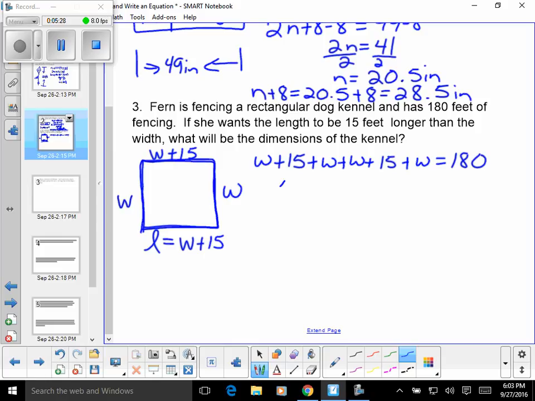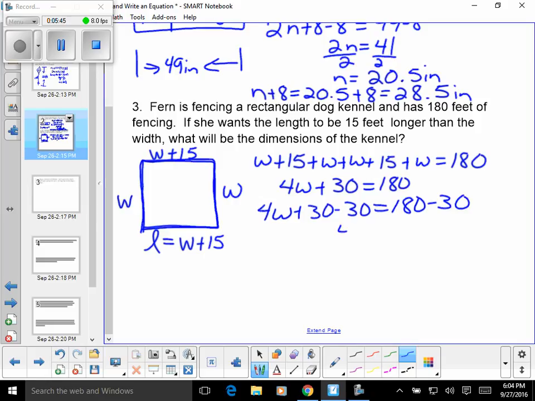In simplifying, I have 4W plus 30 equals 180. Is that what you got? Now solve the equation. 4W plus 30 minus 30 equals 180 minus 30. 4W is going to be 150. I'll need to divide by 4. The width is going to be 37.5 feet.